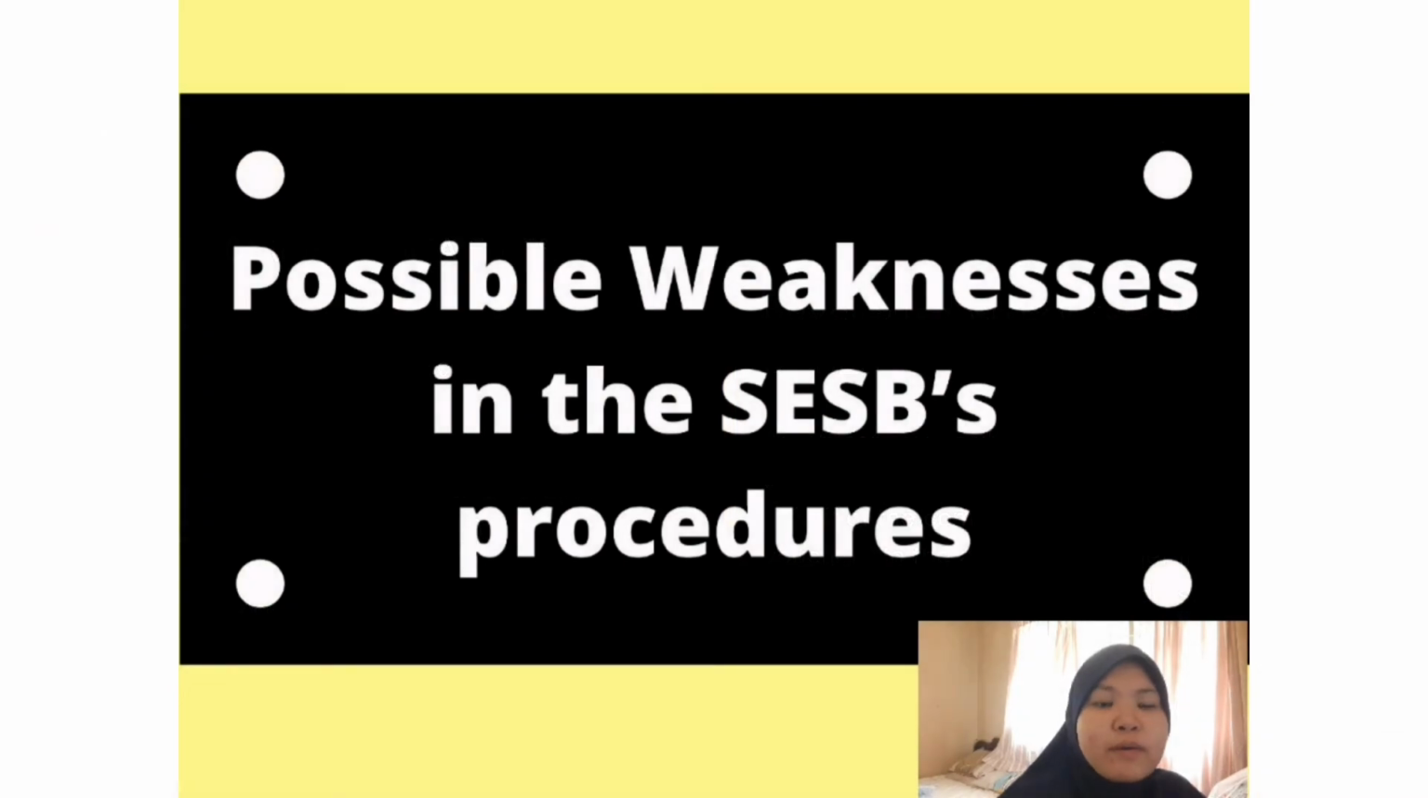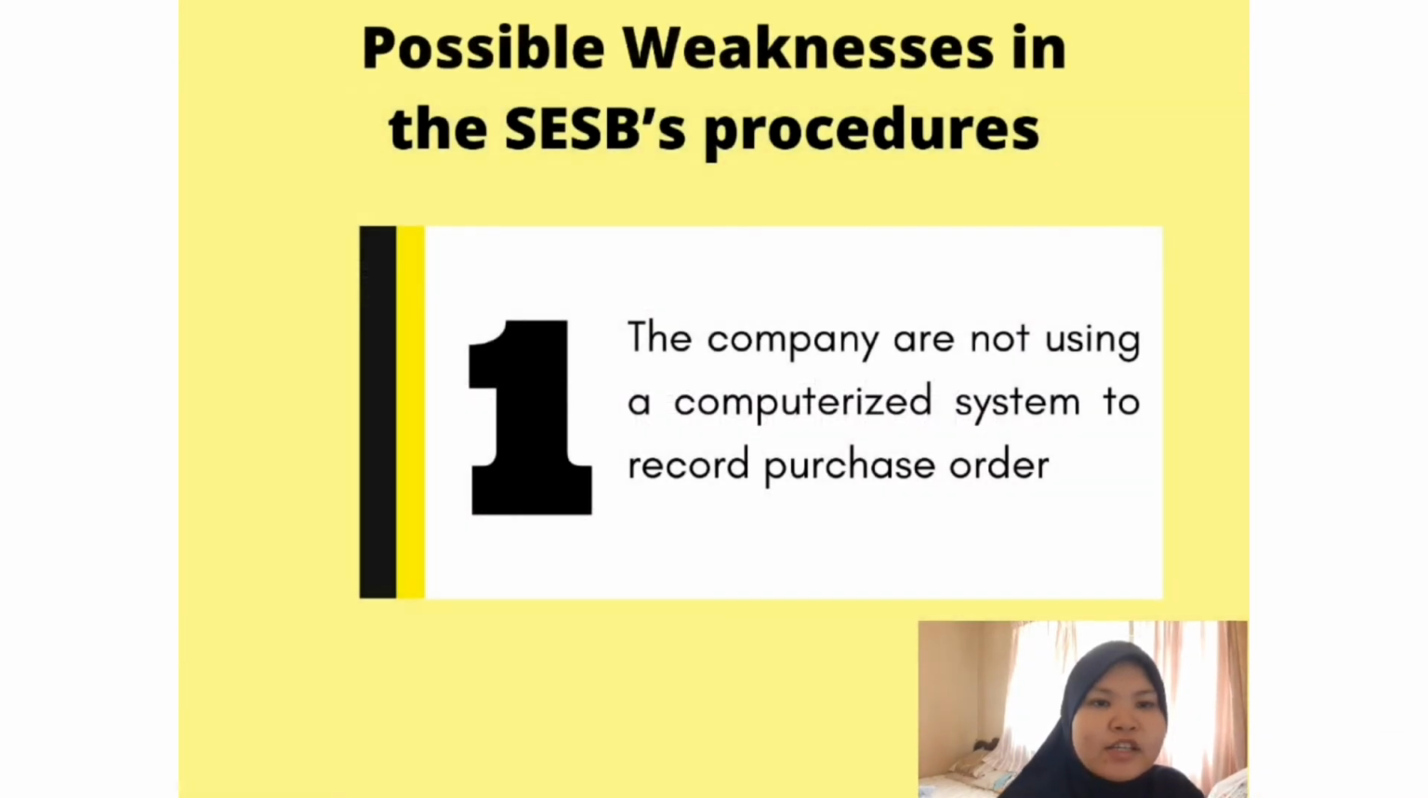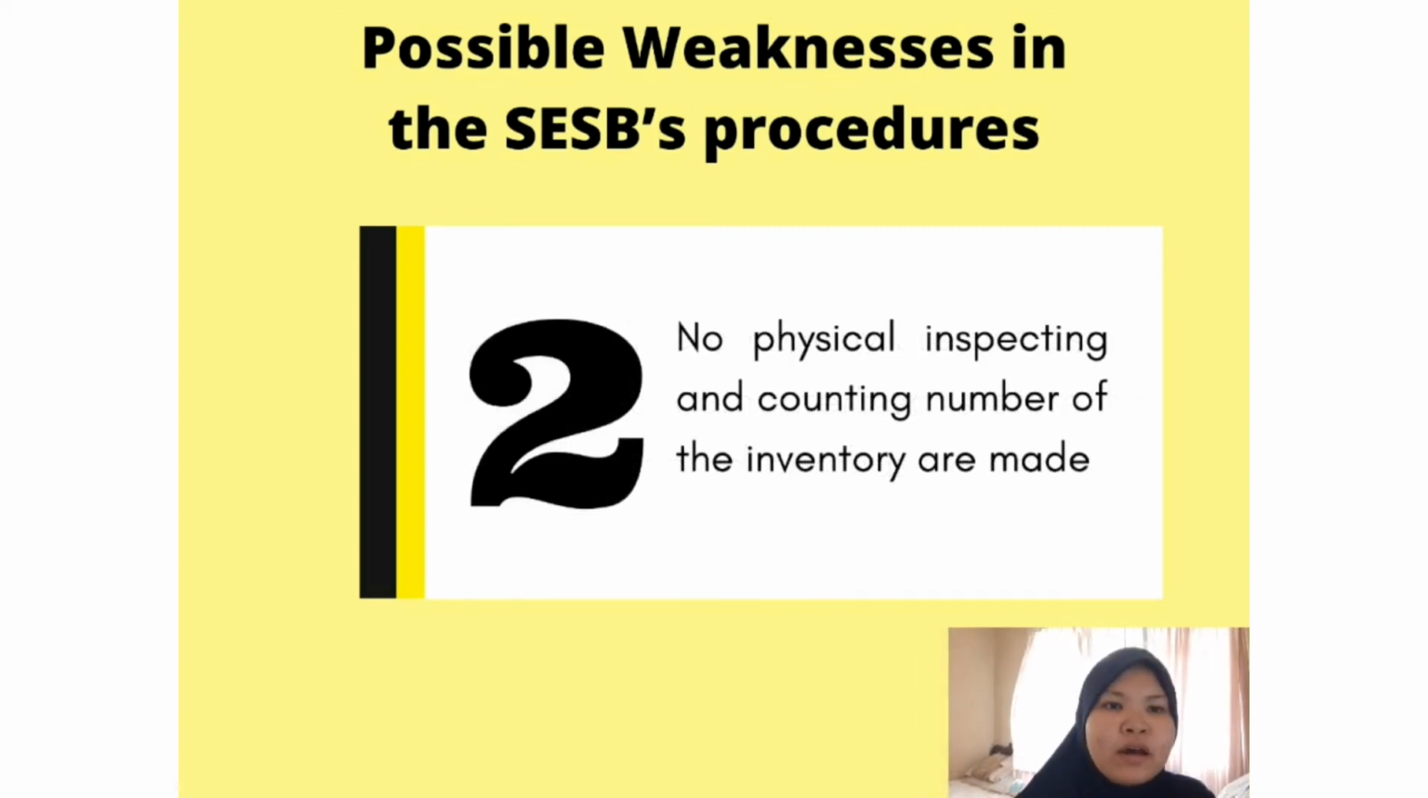Now I'm going to talk about the weaknesses in the purchase order and also cash disbursement system. The first weakness I spotted is that the company is not using a computerized system to record the purchase order. We found out that pre-numbered purchase orders are prepared manually rather than using a system to do the job. Next is that there is no physical inspecting and counting of the number of inventory.